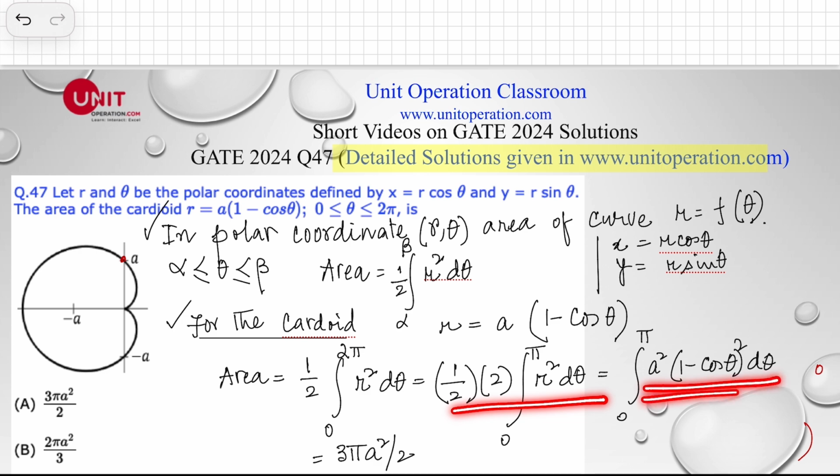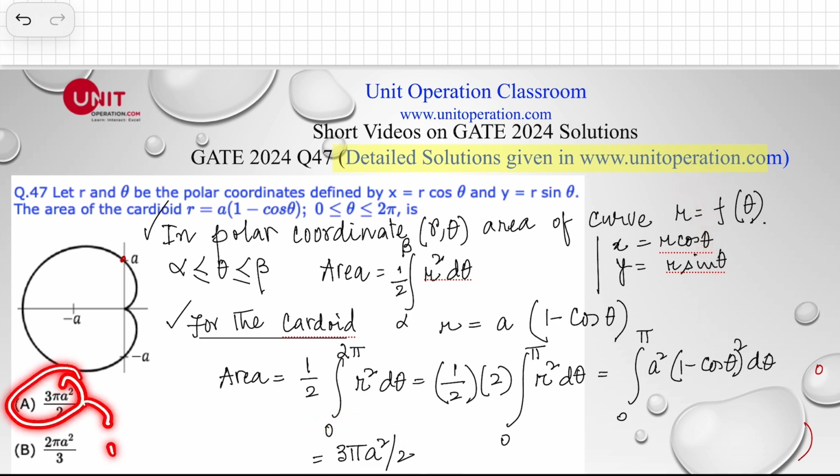And here we just put r is equal to a into 1 minus sine theta. If we do the integration, the details of the integration are shown on the website here. It becomes 3 pi a square over 2. So A is the correct option.